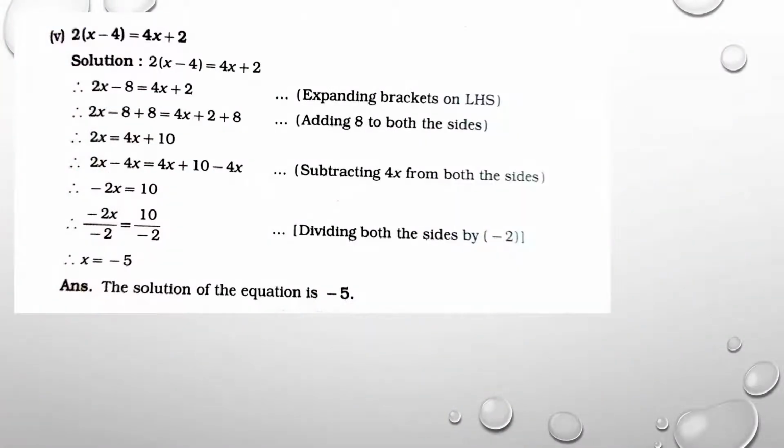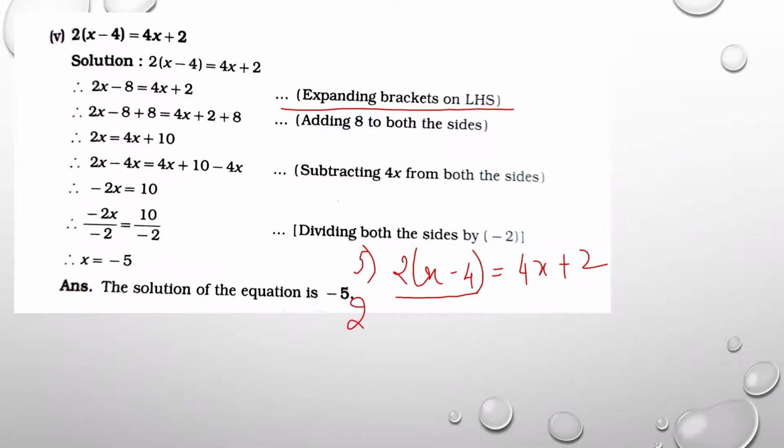Now let us solve the fifth sum. 2 into (x minus 4) is equal to 4x plus 2. So first step is expand the bracket on LHS. On LHS means you have to expand this bracket. So open the bracket. So 2x minus 2 4s are 8 is equal to 4x plus 2.